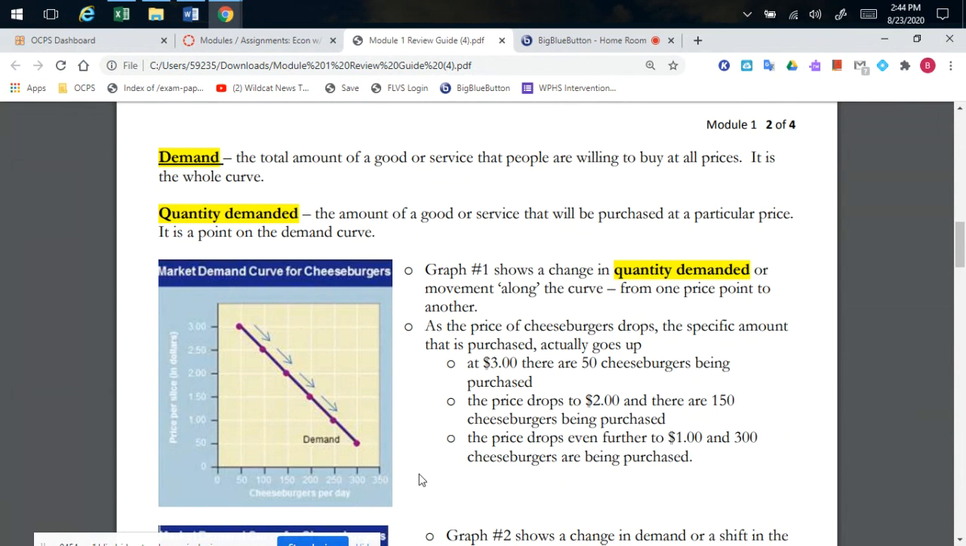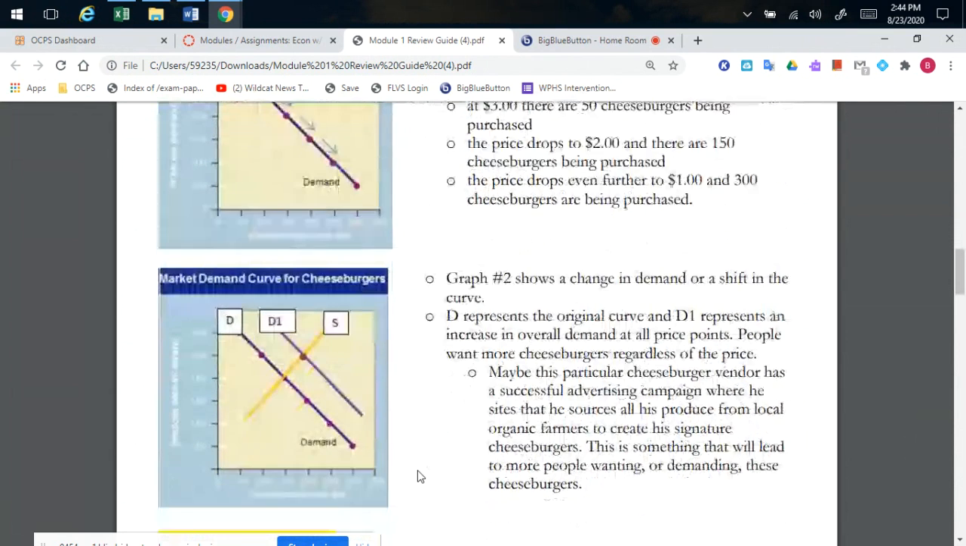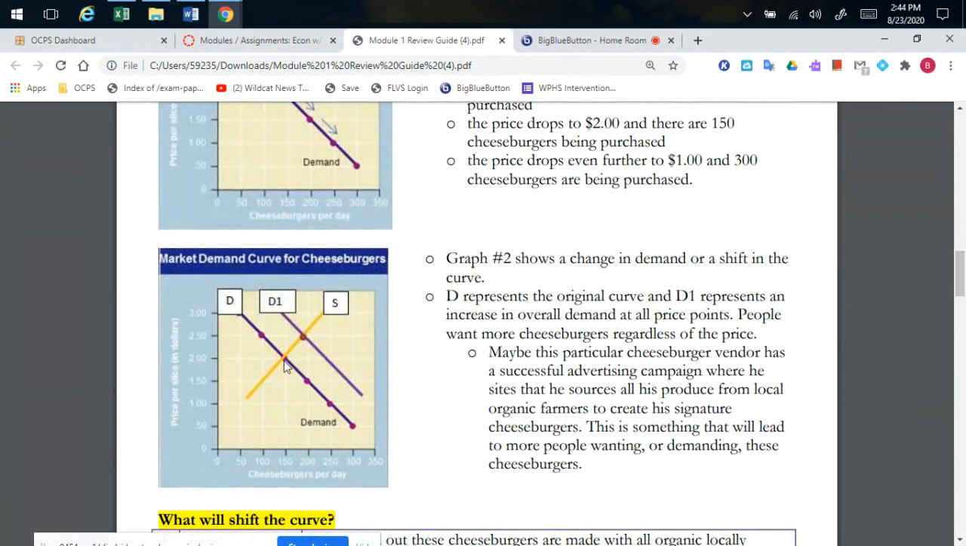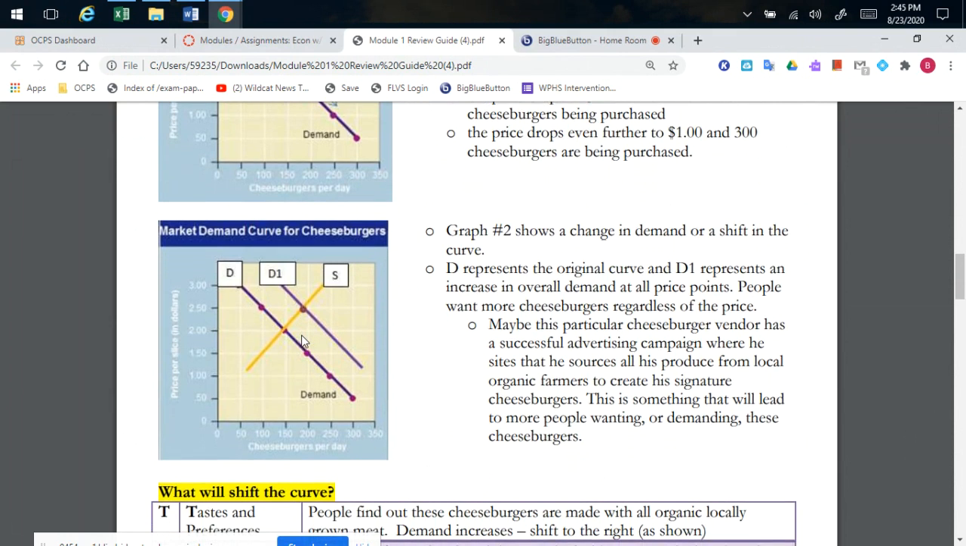Quantity demanded is a specific point on the demand line, but demand itself has the ability to change. People will go ahead and demand more of a product even at the same price. So if the price is $2.50, even if the price does not change and it remains $2.50, the demand has the ability to increase. A rightward shift is an increase. What would cause demand to increase?